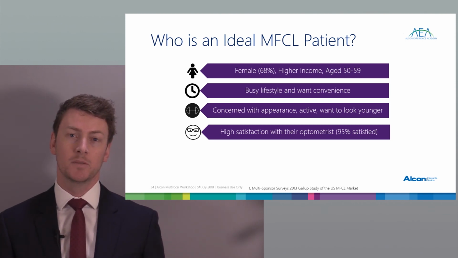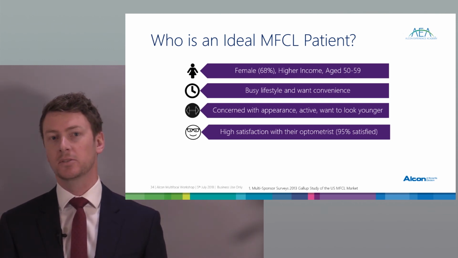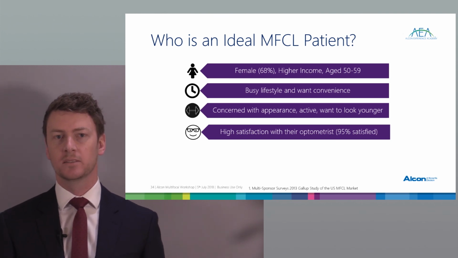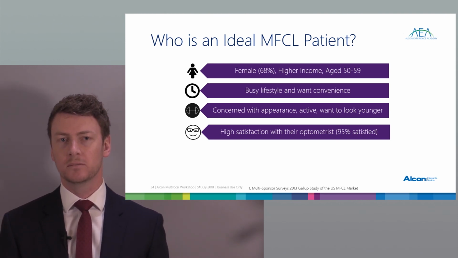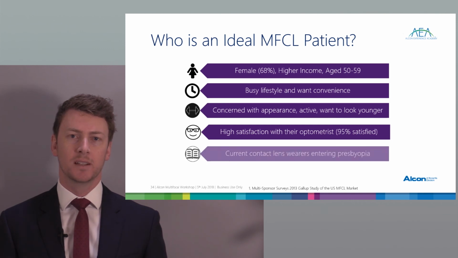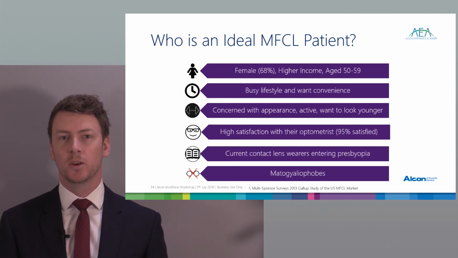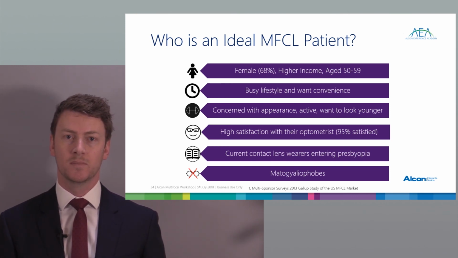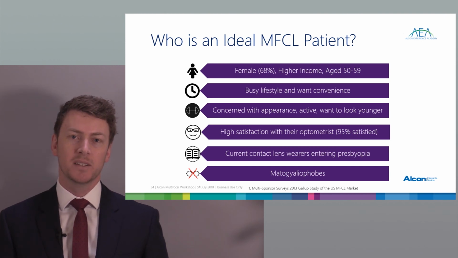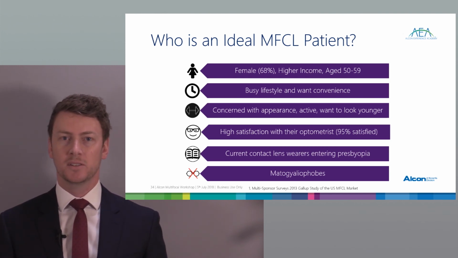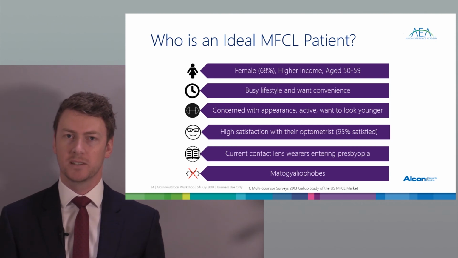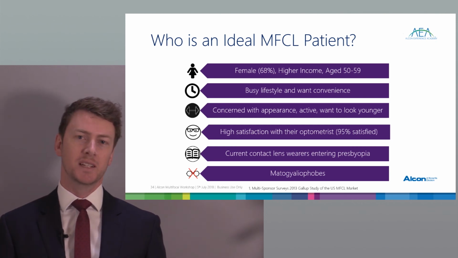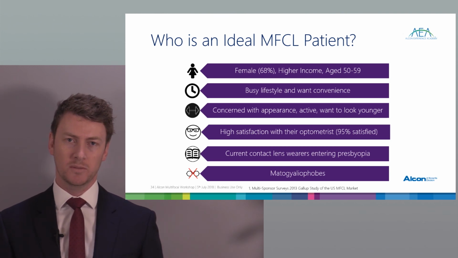So, if you're going to start actively looking for ideal targets for fitting multifocal contact lenses, who should you look out for? Well, current contact lens wearers who are just starting to enter presbyopia, especially if they're hyperopic, are ideal candidates. And of course, those matogaliophobes. There are some patients that will try to overanalyze their vision and complain that they can't see 6/3. I'm sure you all have those patients. So they may be more challenging and may not be an easy fit with multifocals.